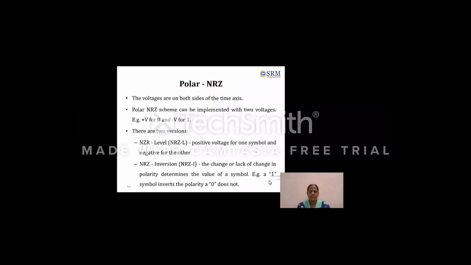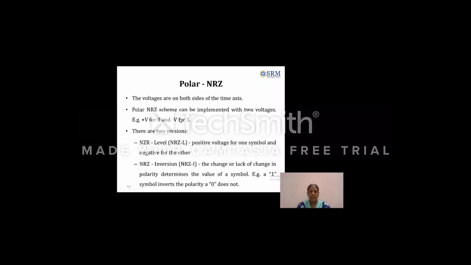Now let us look into one technique. The first technique that we are going to see is non-return to zero. Non-return to zero means the voltages will be on both sides of the time axis. It can be implemented with two voltages. 0 will be represented by a positive voltage and 1 will be represented by a negative voltage.